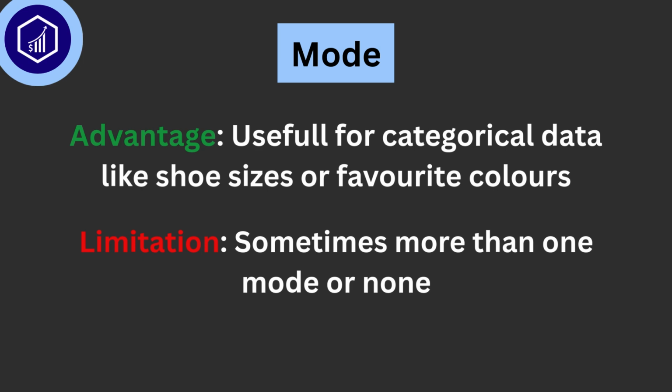Now that we have covered the mean, median, and mode individually, let's compare them and summarize what we've learned. The mean is the arithmetic average of all values. It's easy to calculate and uses every number in the dataset. However, it's very sensitive to extreme values or outliers. For example, if most students score around 85 to 90, but one student scores 50, the mean will be pulled down.